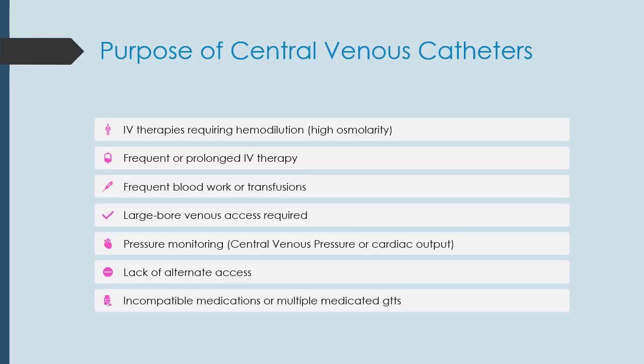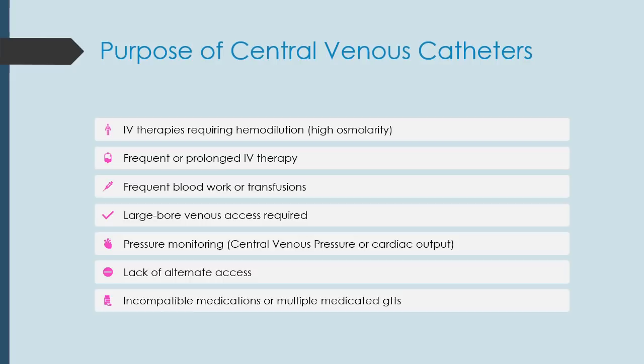So here are some various reasons why we would consider switching a patient from a peripheral IV to a central venous catheter. First and foremost is using IV therapies with high osmolarity. So those are your hypertonic solutions. Hypertonic solutions are used to reestablish equilibrium in electrolyte and acid-base imbalances. So quite often you'll see electrolyte replacement solutions and sometimes parenteral nutrition solutions, like a TPN.